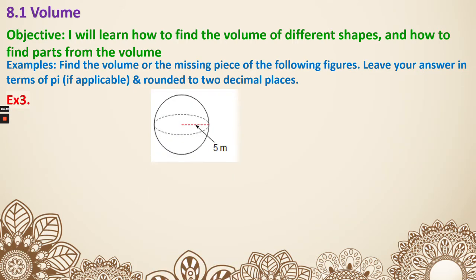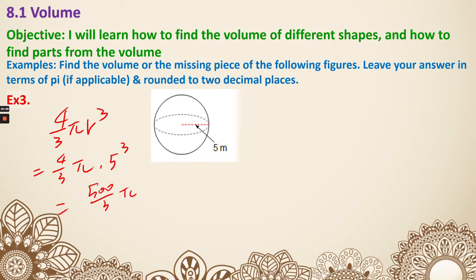Example 3. This time is a sphere, so 4/3 pi r cubed. 4/3 pi, r is 5, cubed. So it's going to be 500 over 3 pi, or if you actually replace the pi, it is going to give you 523.598, so it's going to be 523.60.